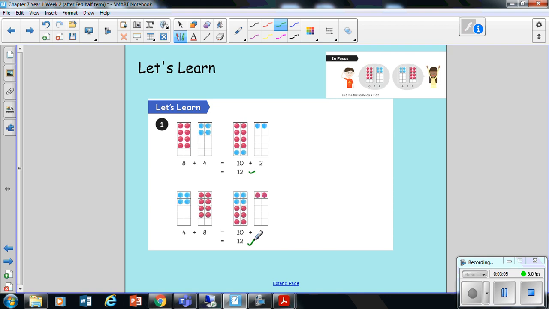Now, are there different ways of doing it to get to the same answer? Do show me if you've done it in a different way. Okay, but the key question is, have we proved that 8 add 4 is the same as 4 add 8? Yes, we have, because in both cases we have got a resounding 12. So that means 8 add 4 and 4 add 8 are commutative. They follow the law of commutativity beautifully.